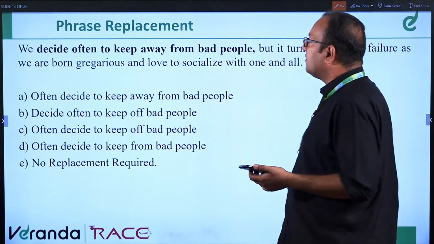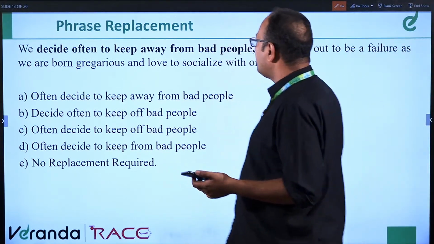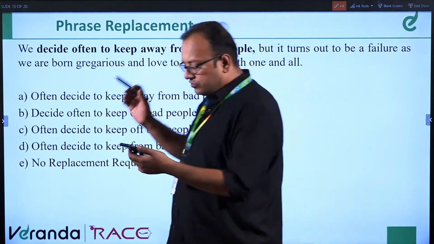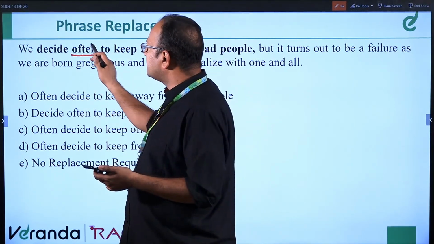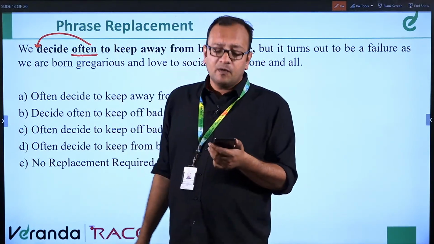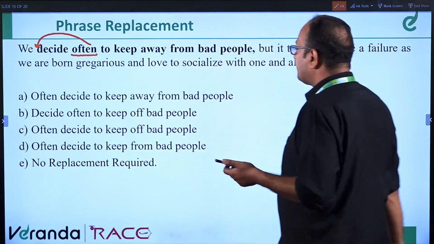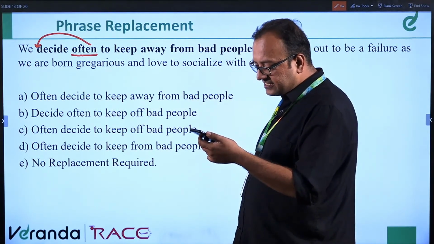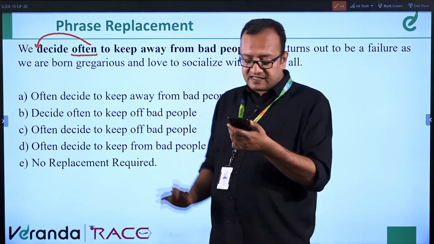Next question. Okay, now we have sentence improvement questions, 5 questions of that. We decide often to keep away from bad people, but it turns out to be a failure as we are born gregarious and love to socialize with one and all. See, often is placed just after the subject. When we use often, the adverb of frequency, it is placed just after the subject. So we often decide to keep away from bad people. How many of you say A is the answer? Wow, Janani says D as the answer. Correct answer. Pavishi, Janani has given the correct answer. D is the perfect answer.